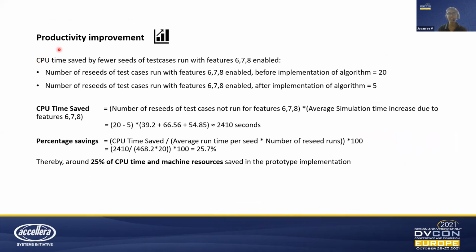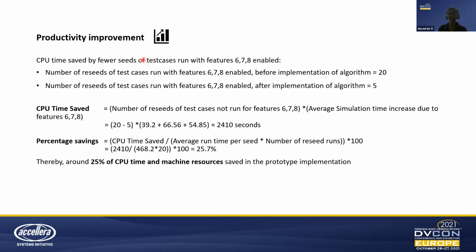Coming to the productivity improvement, in the previous slide, it was inferred that features 6, 7, and 8 are having the minimal impact on coverage. Hence, it is sufficient if we run fewer sets of test cases with these features enabled. For example, before the implementation of the algorithm, if 20 sets of test cases were run with these features enabled, then after analysis through the algorithm, it is sufficient if we run 5 sets of test cases with these features.